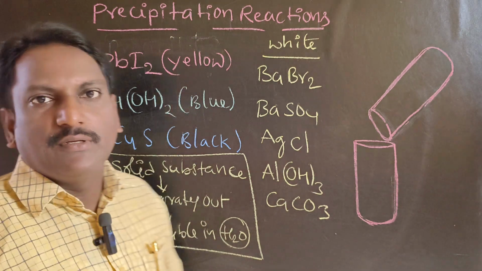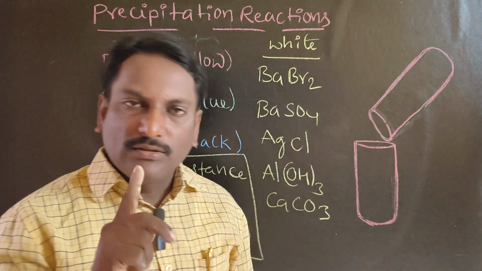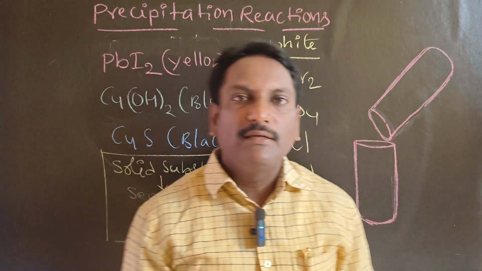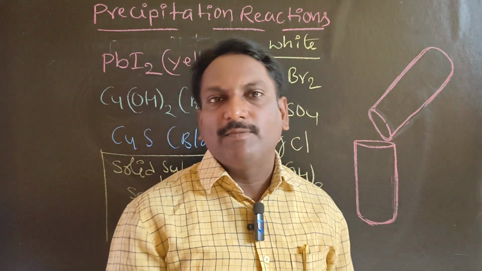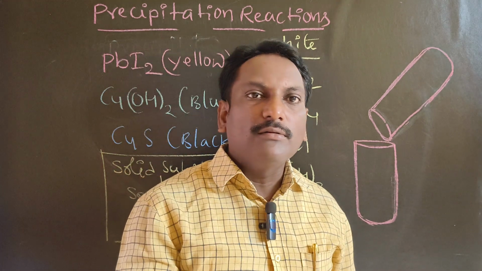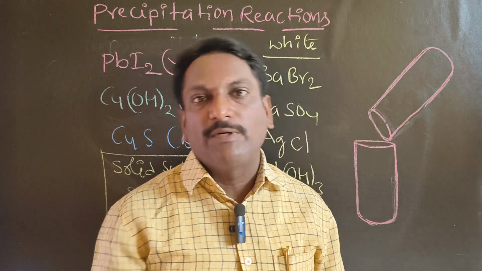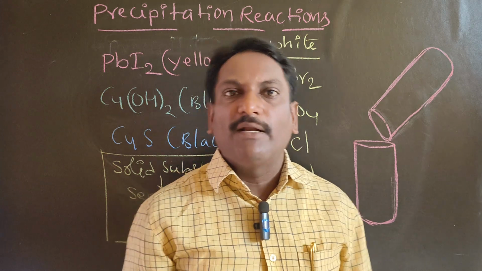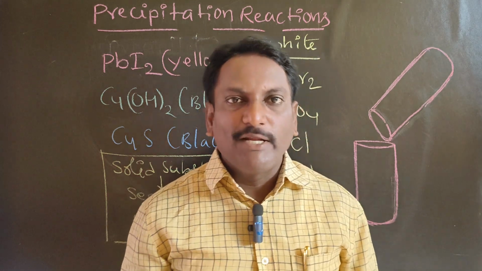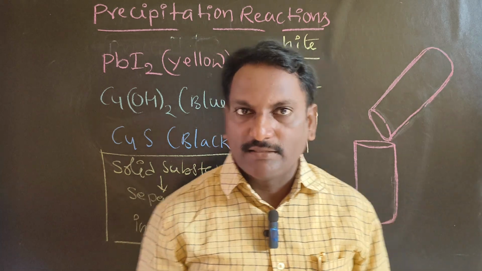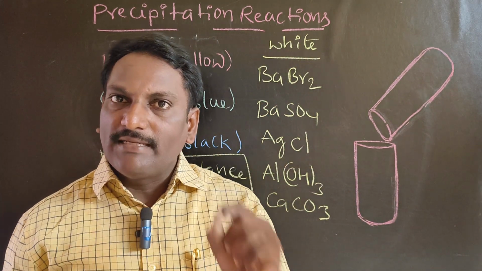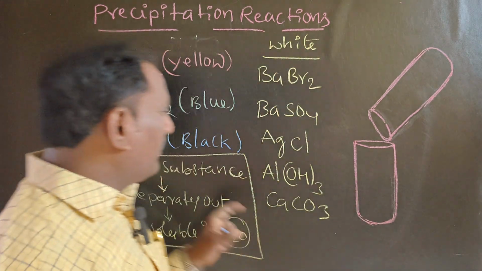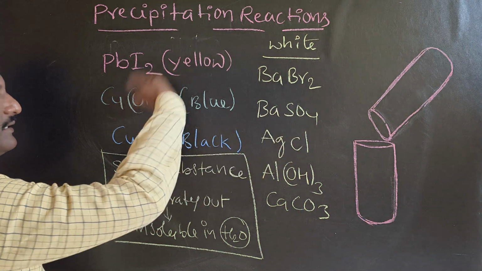Those reactions in which you get a precipitate are categorized as precipitation reactions. Generally, precipitation reactions are double displacement reactions, but all double displacement reactions are not precipitation reactions. Please make a note of it. If you get a precipitate in a reaction, that must be considered a precipitation reaction. Okay? Right.